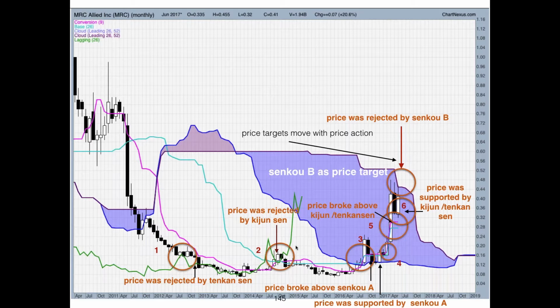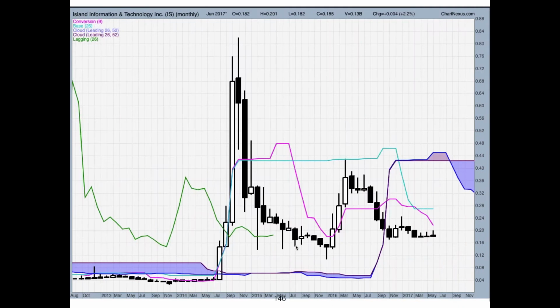So each Ichimoku line served as resistance on its way up. In MRC's case, the area where price and Senkou B meet is the target price. Now in this monthly chart of IS, the Kijun-sen is the strong resistance at the 43 level and is therefore your target price. Notice how price kissed that Kijun-sen level and then dropped back down.